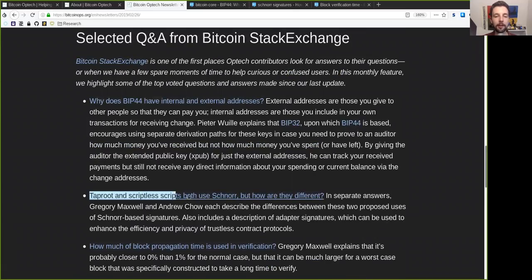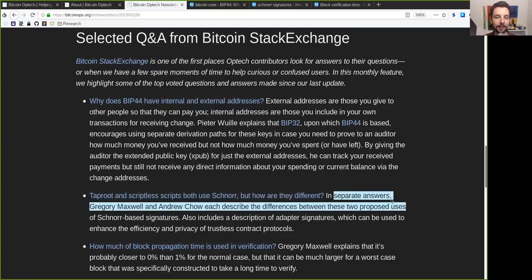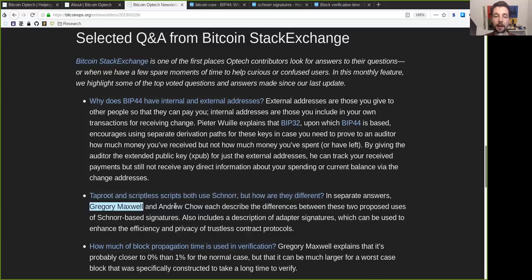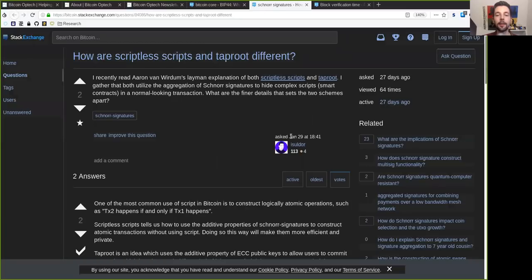Taproot and scriptless scripts both use Schnorr, but how are they different? In separate answers, Gregory Maxwell and Andrew Chow each describe the difference between the two proposed uses of Schnorr-based signatures. Also includes a description of adapter signatures, which can be used to enhance the efficiency and privacy of trustless contract proposals. And here the question proposed by Isoldur.